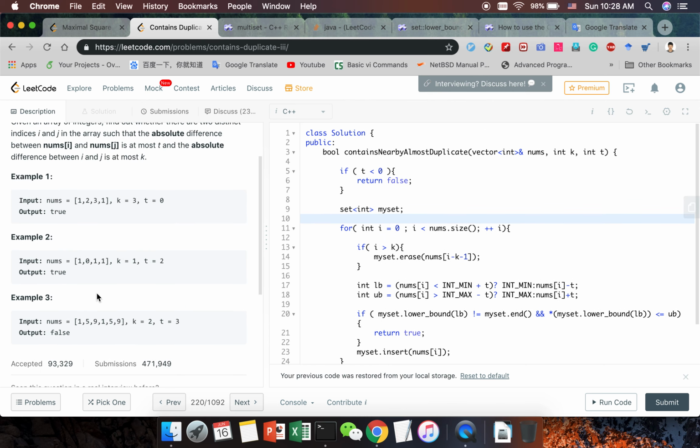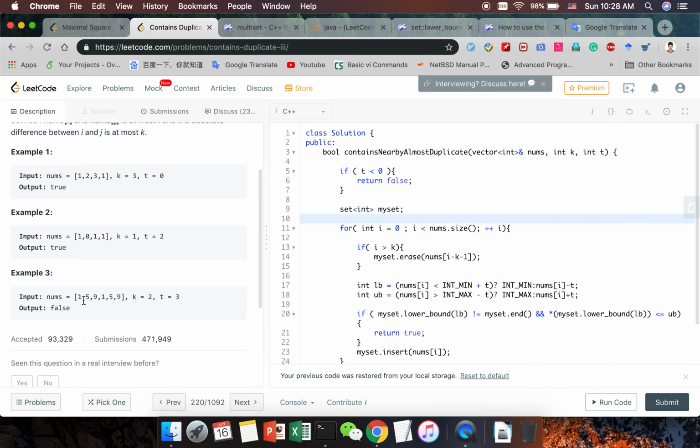The naive solution is to look at a window of size k plus 1. For example, k equals 2 here. So we can look at the first 3 numbers, because the indices of these first 3 numbers are 0, 1, 2, right? So any pair of numbers in this window must satisfy the first condition.